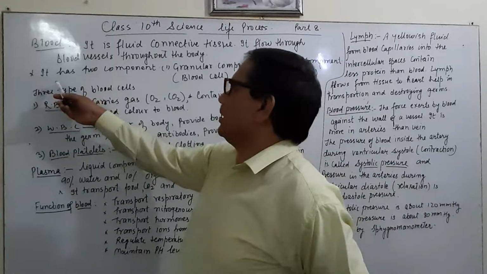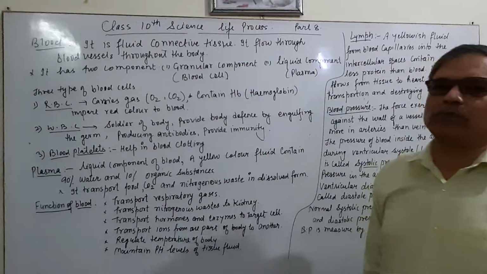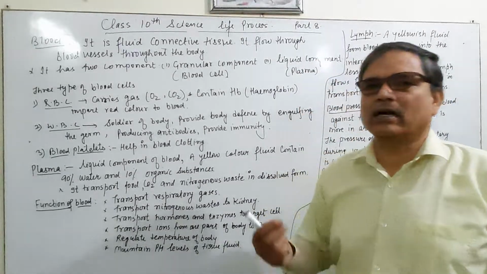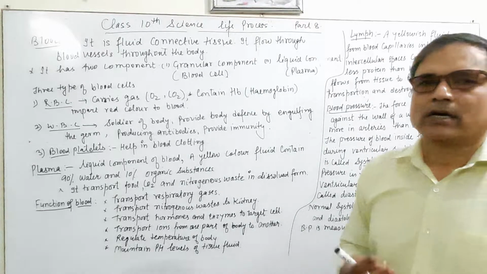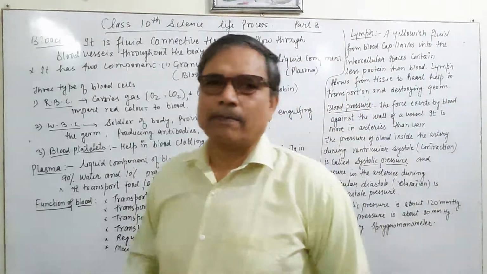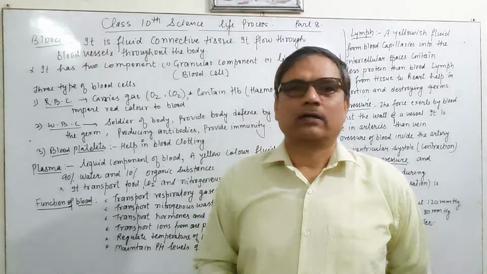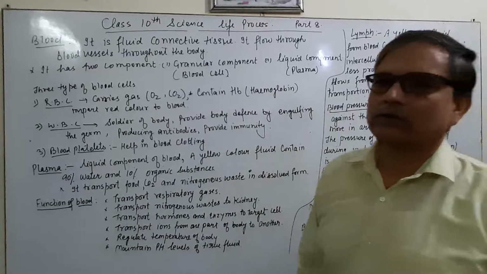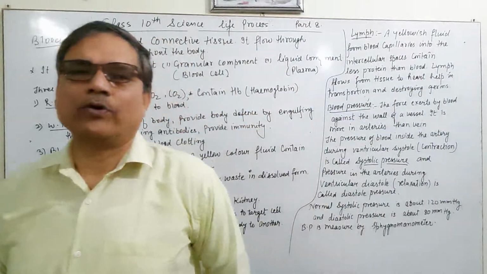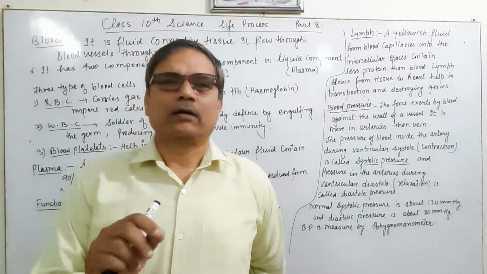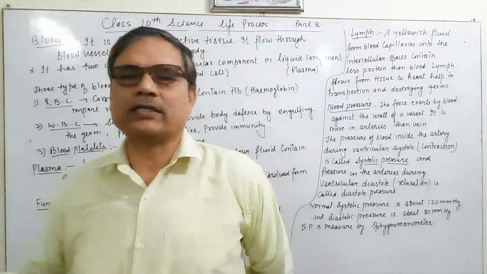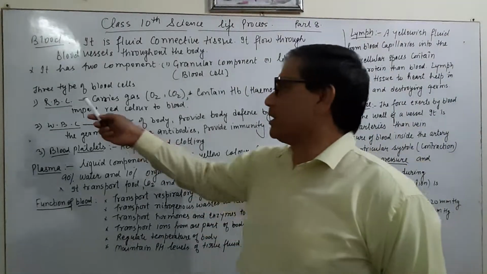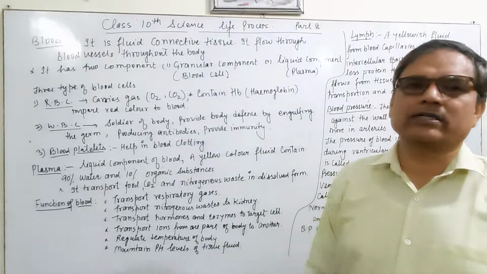The blood has mainly two components. One is the granule component, that is the blood cells, which contain small particles, and the other is the liquid part, which is known as plasma. So blood contains blood cells as well as plasma, the granule component as well as the liquid component. And blood cells are mainly of three types.